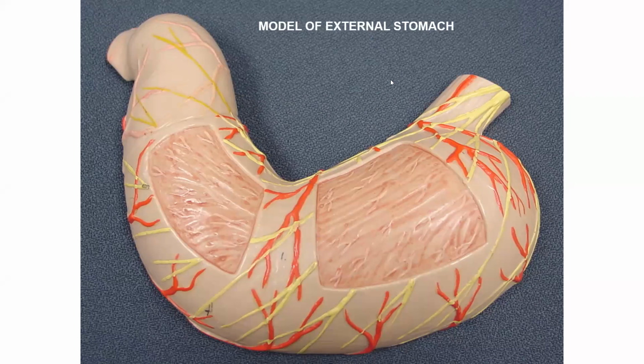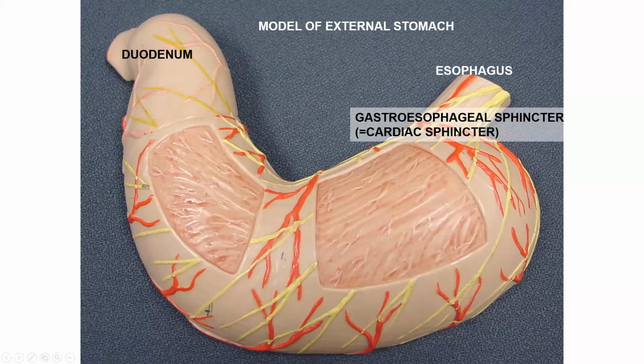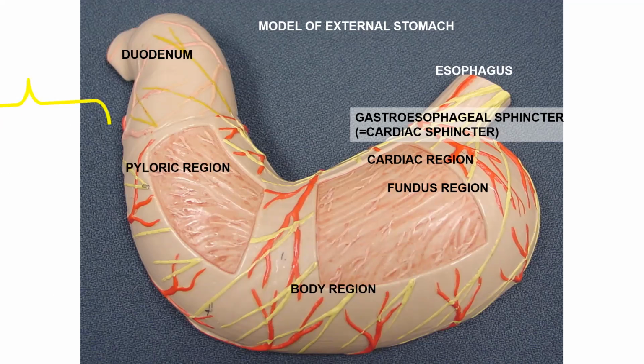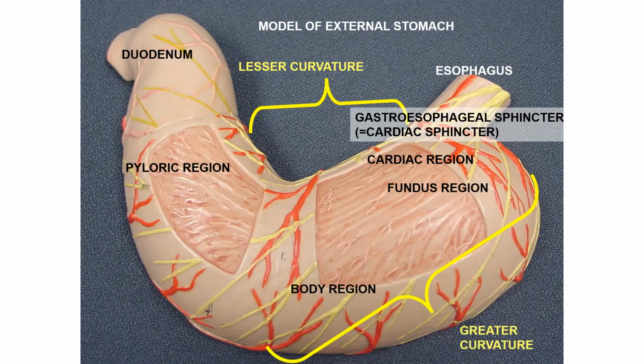Okay, let's move you out of the way. There's our stomach. There's the esophagus, the duodenum, the cardiac sphincter, the cardiac region, which I guess is so named because it's very close to the location of the heart. The fundus is the top bulge of the stomach, then the body, pyloric region, lesser curvature, and greater curvature.